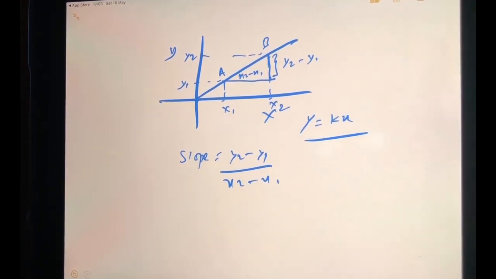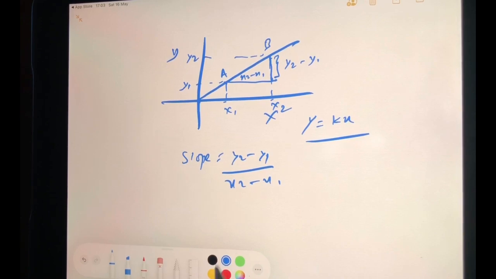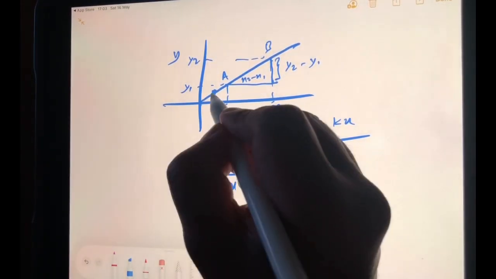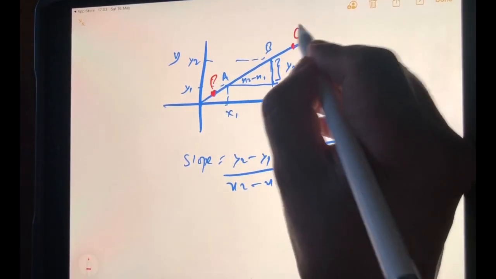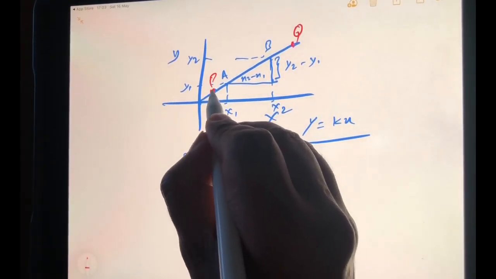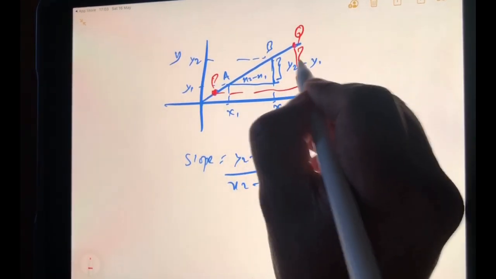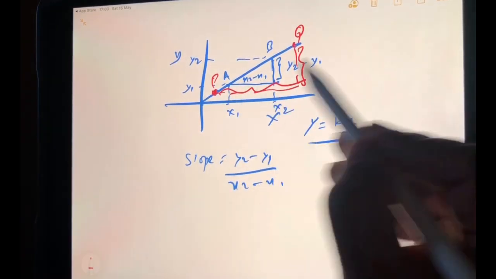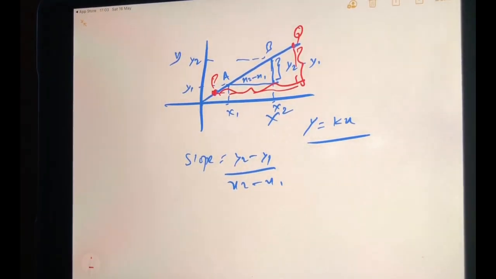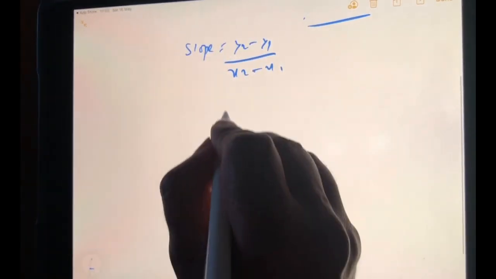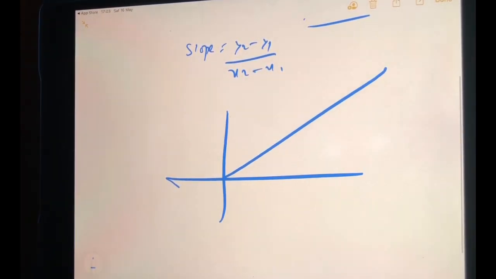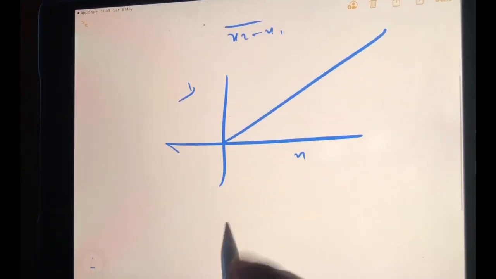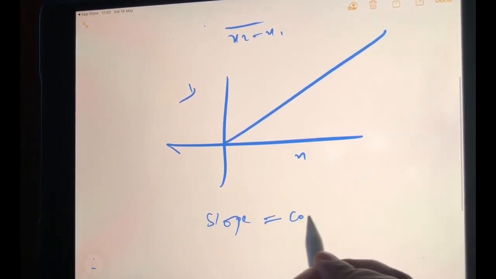Now you can try it at home. If you take another interval, say from P to Q, then just as I have done, you will get something like this. It will be this divided by this. But you will find that no matter what interval you take, the slope is going to be the same, which means that a straight line graph like this has a constant slope. So this is y, this is x, and this graph will have a constant slope.